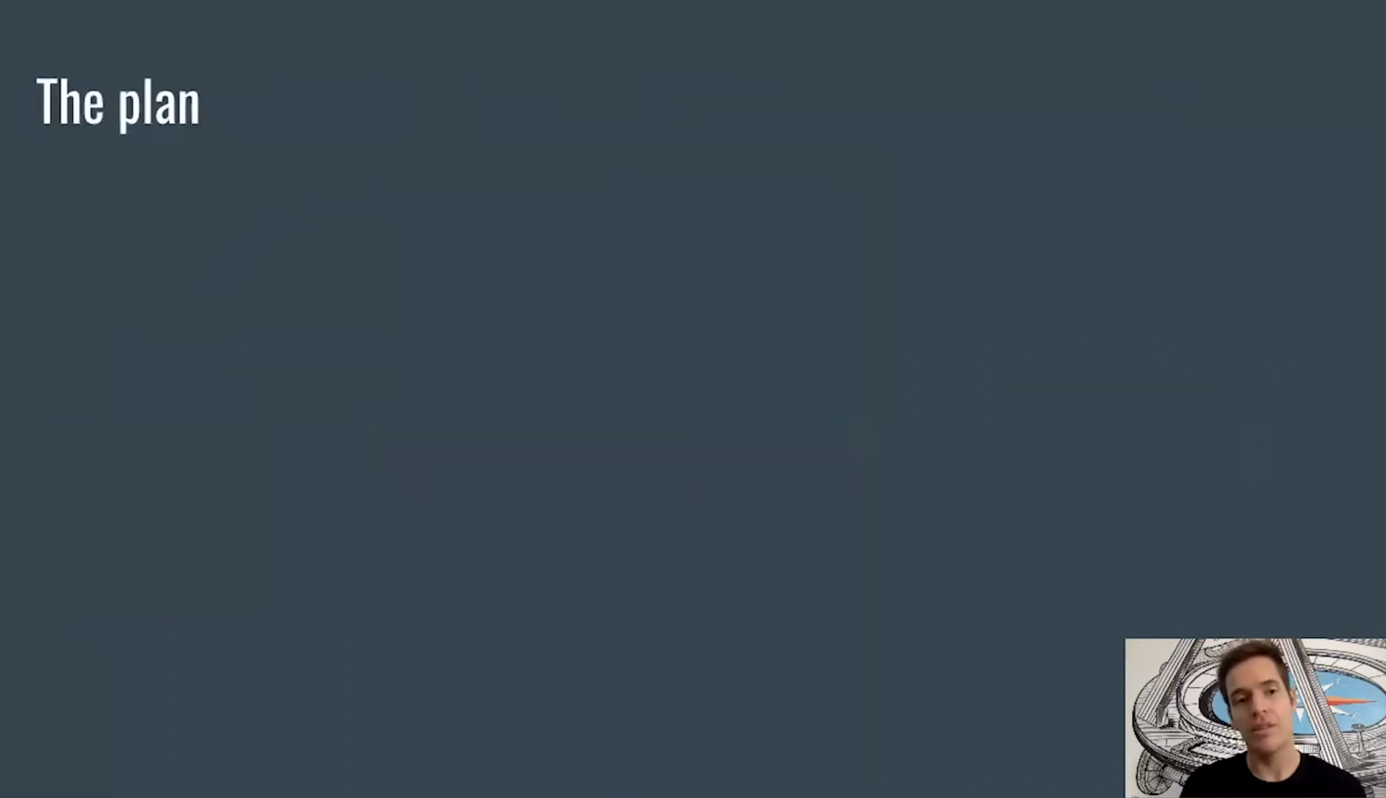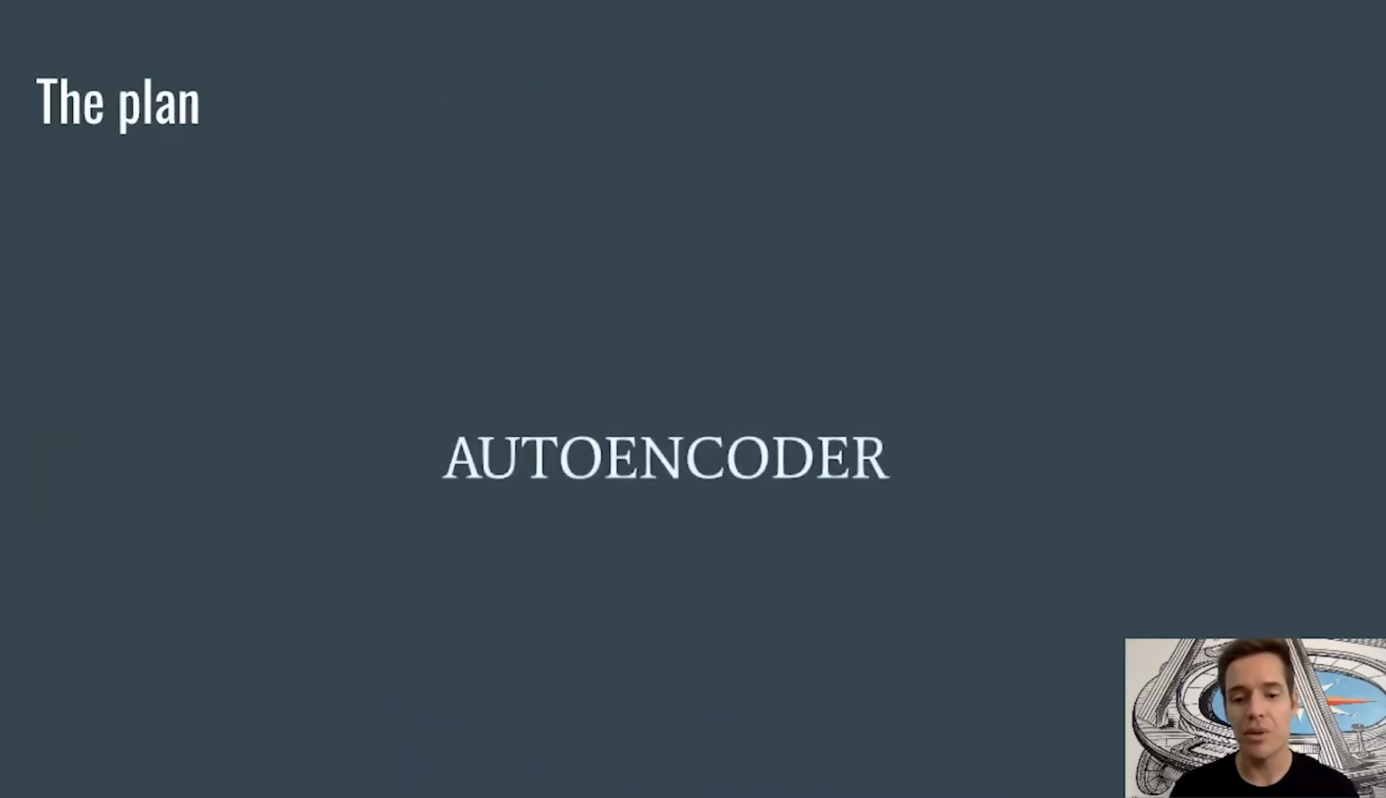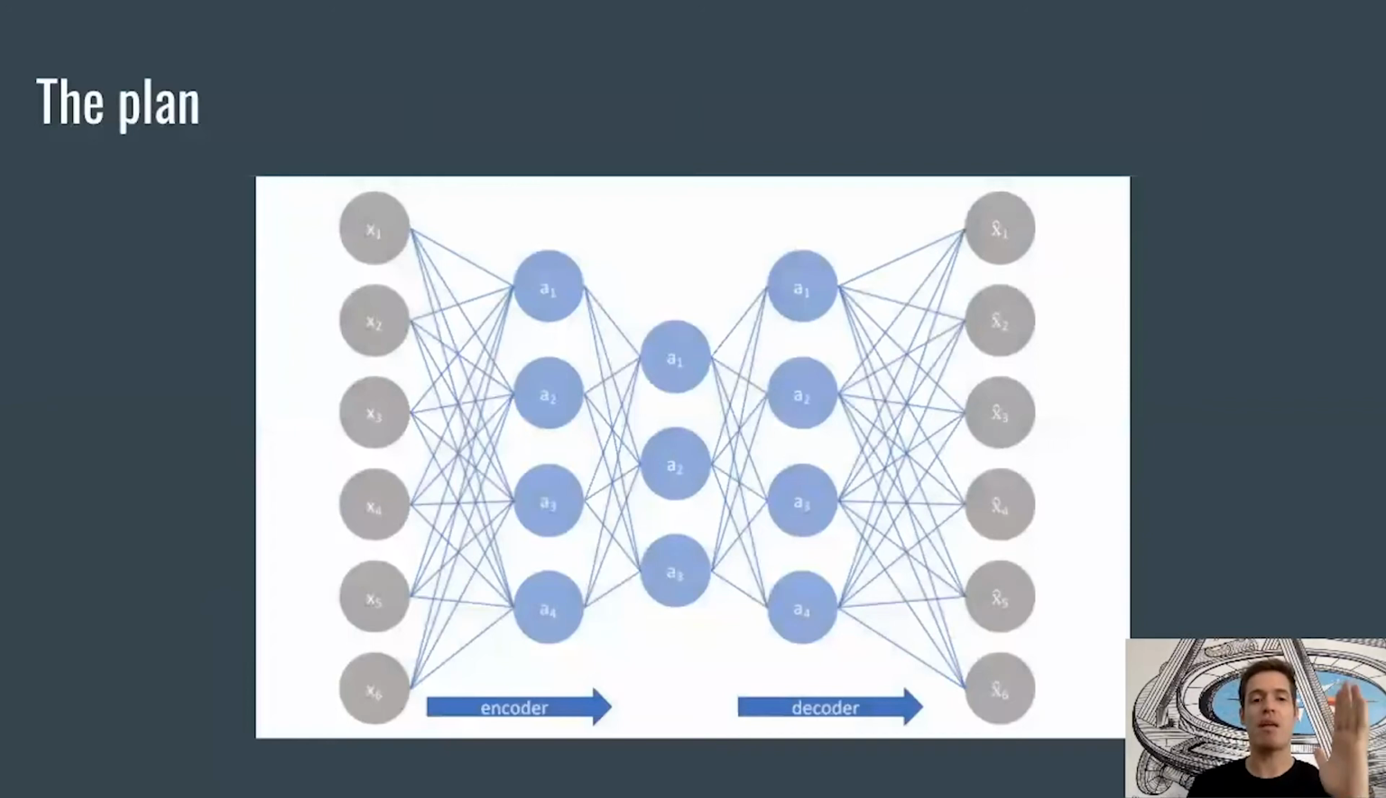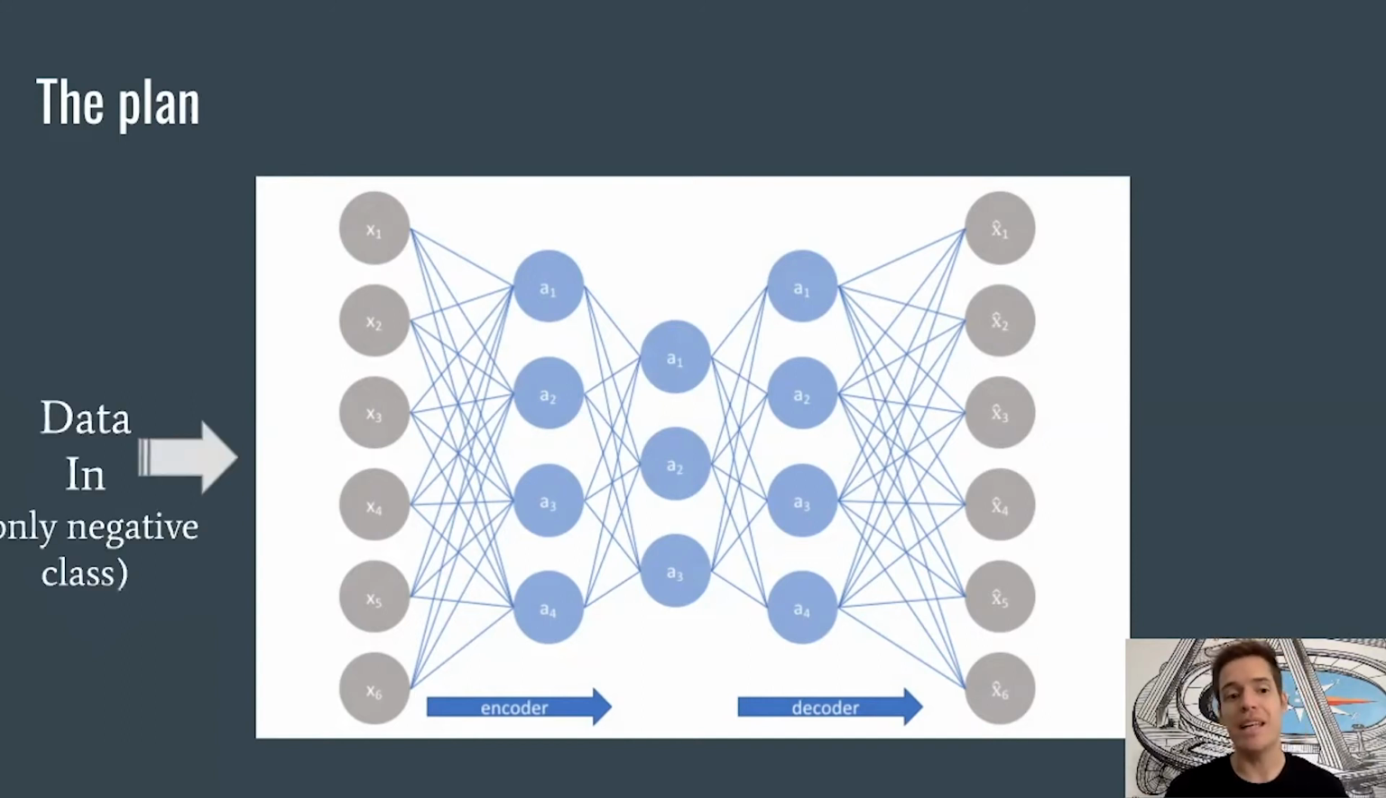My plan to solve this problem is to use an autoencoder, which looks like this. It's a neural net which has a set amount of neurons on one side. The encoder side squashes it down to a small area in the middle called a bottleneck that blows it back up to the same amount of neurons that it started with. So what we do is we take our data in, only the negative class, and then we train it to be able to accurately replicate the data that we put in. Why is this important?